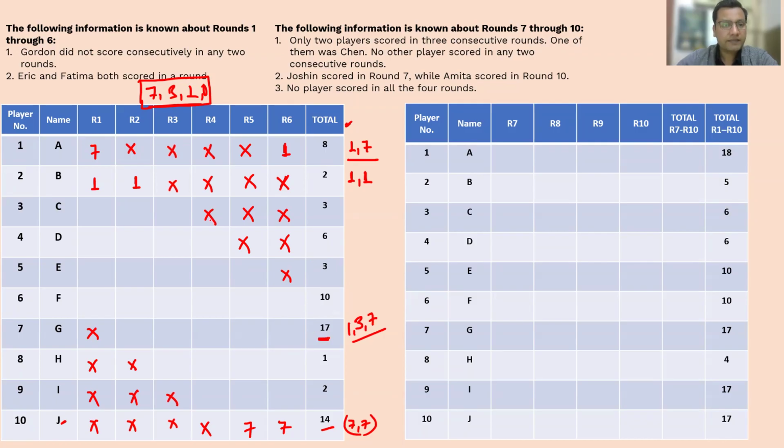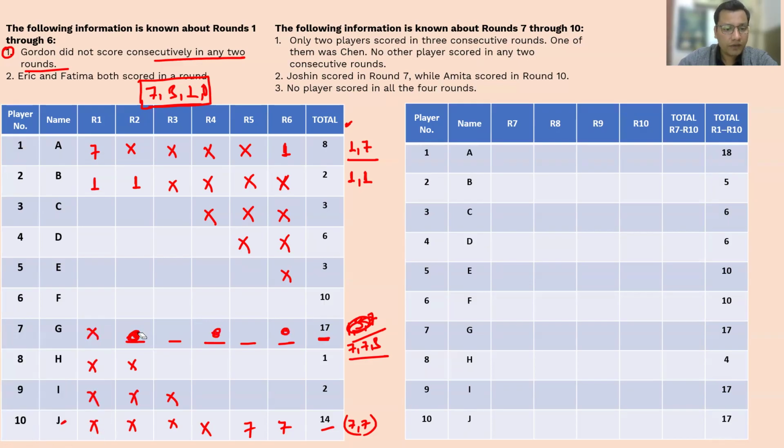H. Now if we read the statement, some of the information is also given about round 1 to round 6. Read the statement number 1. G did not score in any 2 consecutive rounds. That means what? For G we have 1, 2, 3, 4, and 5. And to get 17, we need to have 7, 7, and 3, which means he has to score in three rounds. And he has not scored in any consecutive rounds. So that means what? He has to score at this, and this.